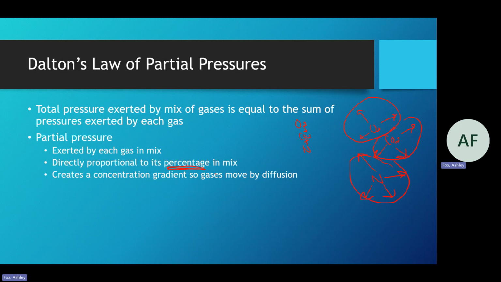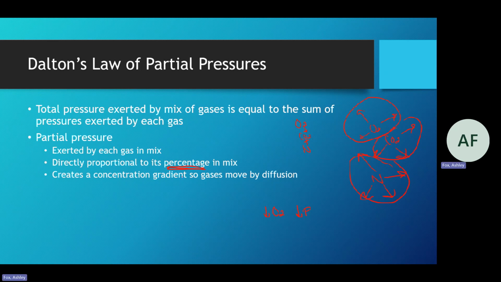So we're going to look at partial pressures, and I'll show you the math in the next slide. Not that I'm going to make you do it, just to further understand it. The percent of oxygen is going to help determine the partial pressure. If you have a lower percentage of oxygen, then you're going to have a lower partial pressure, because there are fewer oxygen molecules hitting the wall and causing a pressure.